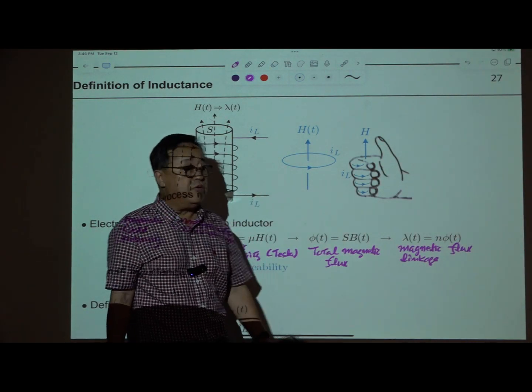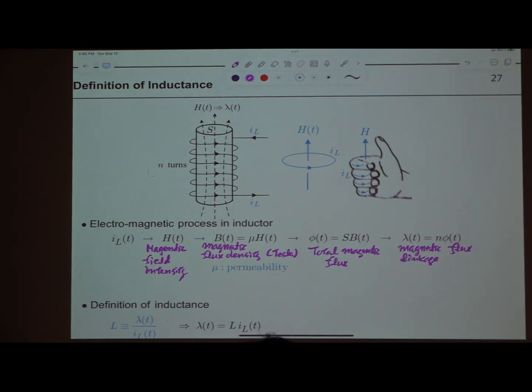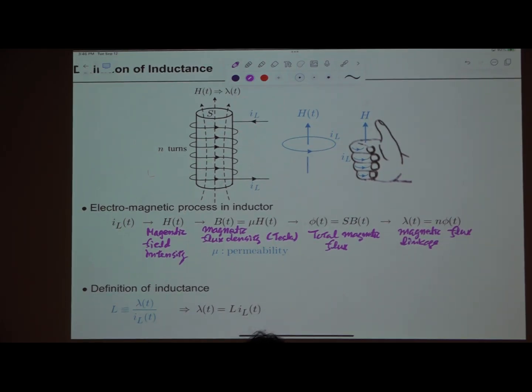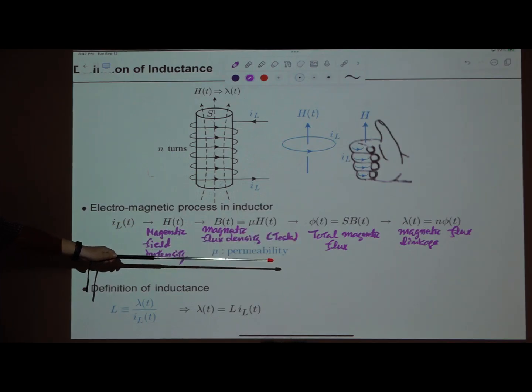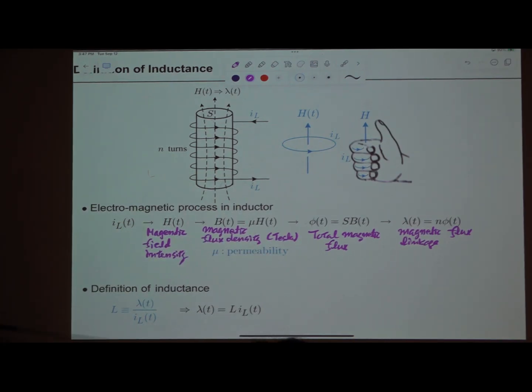From this, we define the inductance of this inductor. Inductor is the name of the device. Inductance is the nature of the inductor. So inductor and inductance are different. Every inductor has some finite inductance, and in the definition of inductance, ILT is the input to the process and this is the output of this process. So inductance L represents how effective this inductor is at generating magnetic flux linkage. It's called inductance. So this is our definition.